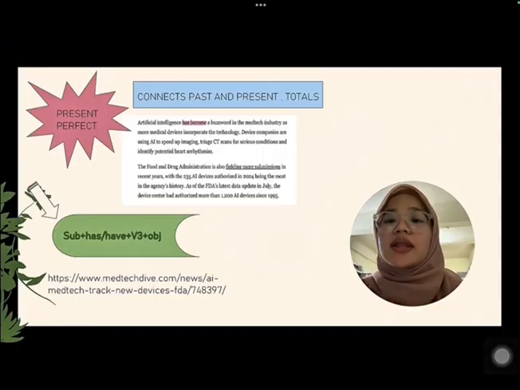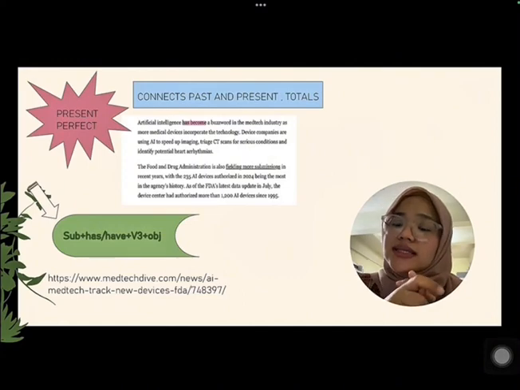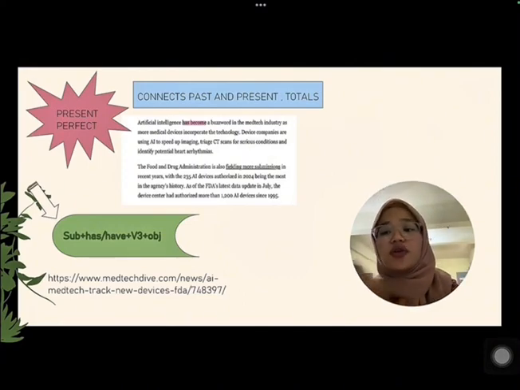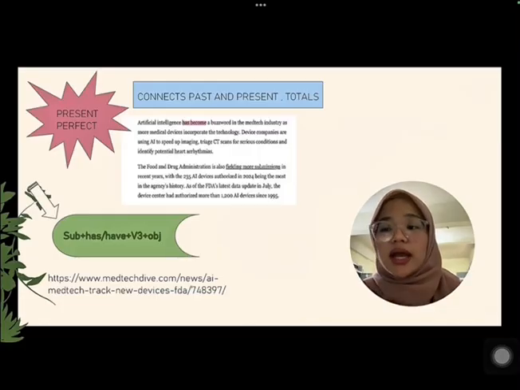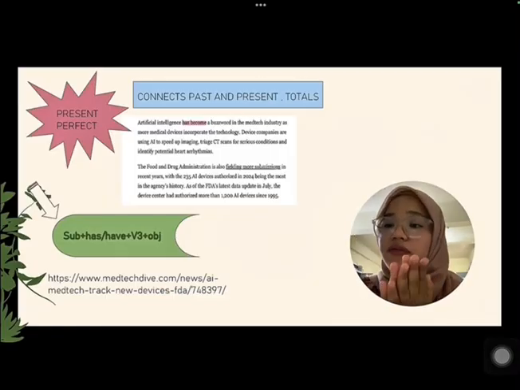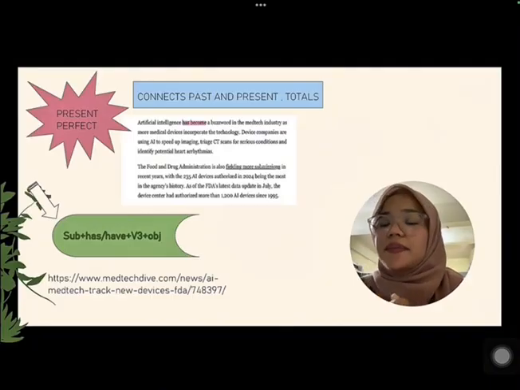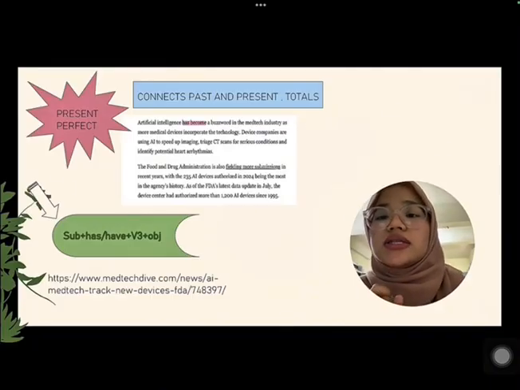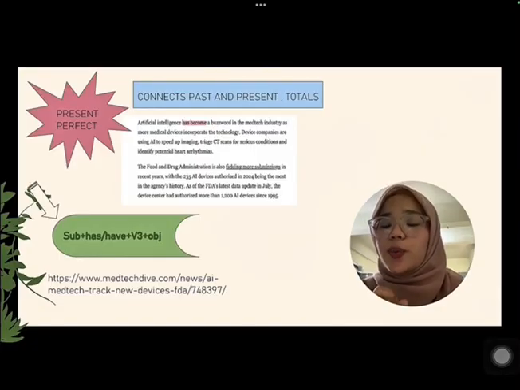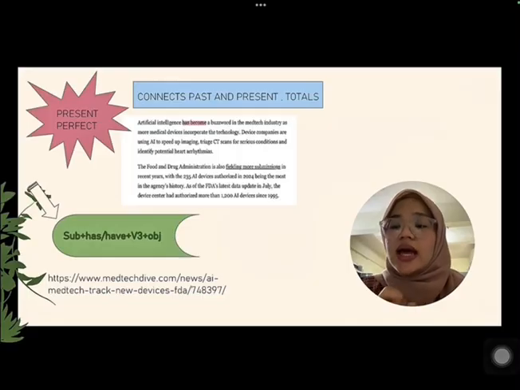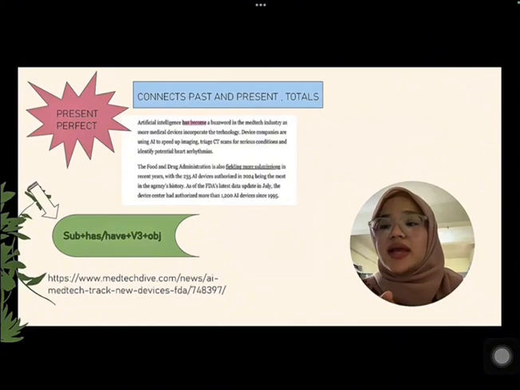Let's move to the third one, present perfect tense, which is used to connect past and present and show the totals. So the formula for present perfect is subject plus has for the singular, have for plural, plus V3 and the object. So without any further ado, let's look at the example. Artificial intelligence has become a buzzword in the medtech industry as more medical devices incorporate the technology. So as you can see, this sentence uses the word has to show that it is the present perfect tense.